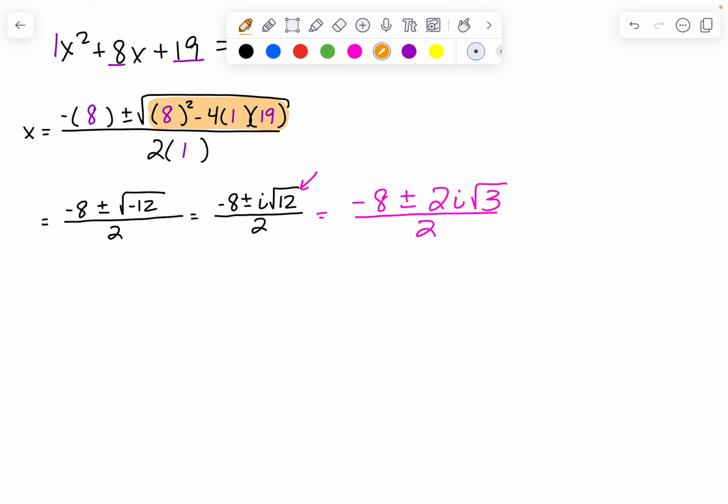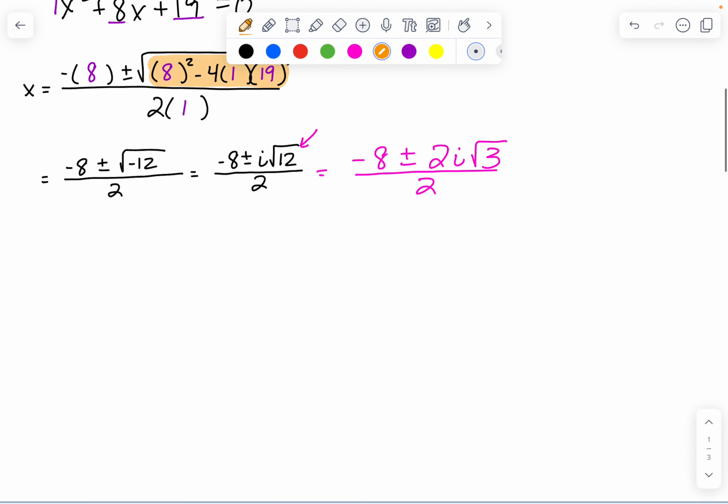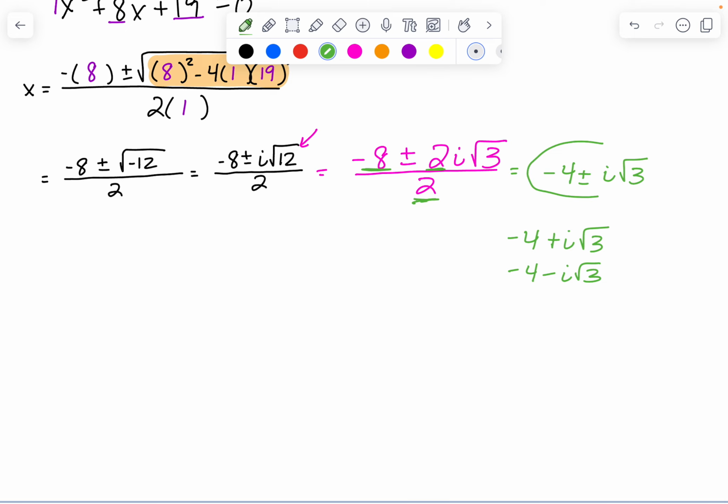Now I reduce, just like we did here. So I'm going to say negative 8 divided by 2 is negative 4. And then 2 divided by 2 is 1. So I've got negative 4 plus i root 3 and negative 4 minus i root 3, but she should be fine with this. I'm going to make a different video for the next ones.